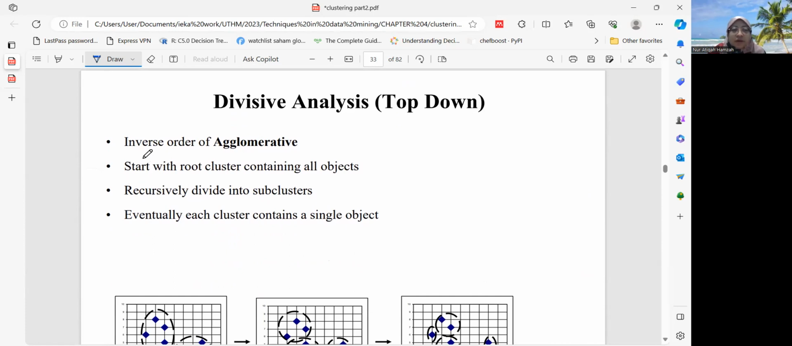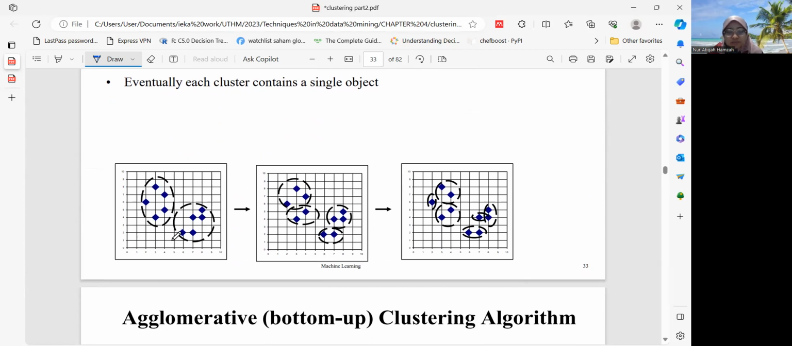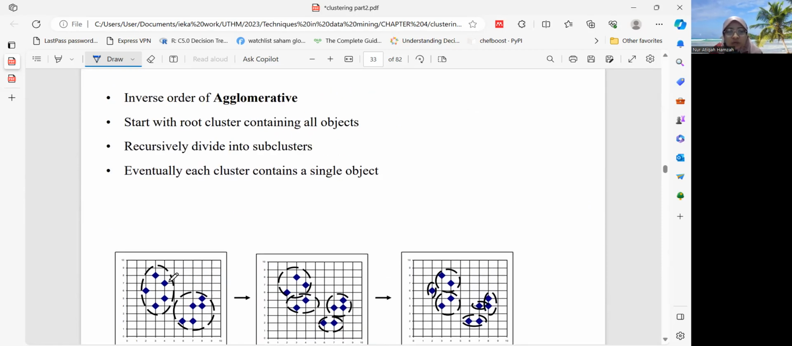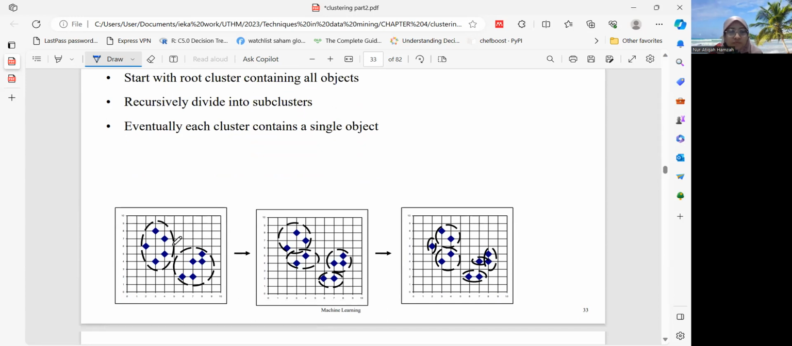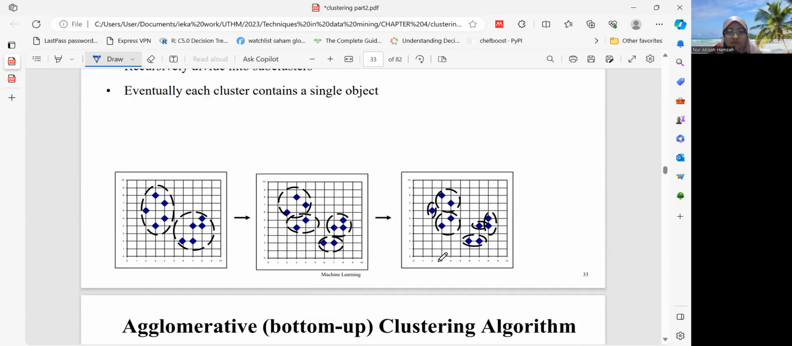Okay, for divisive, it is the inverse order of agglomerative. It starts with a root cluster containing all objects, and recursively divides into subclusters. Eventually, each cluster contains a single object. Okay, you can see, initially, the first step we have two clusters and it divides again, until kita tengok makin lama makin banyak dia punya cluster. So this is for divisive.